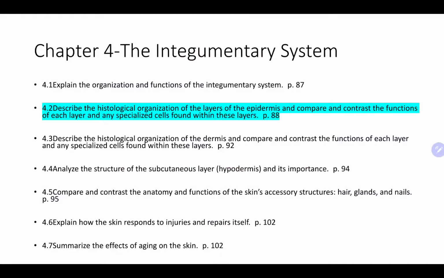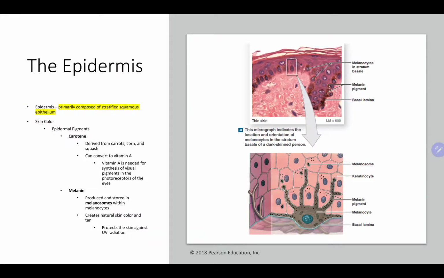That was all chapter 3. Chapter 4, some key things I want you to remember is the epidermis, right? Remember the epidermis, 5 layers, of course, but it's going to be primarily composed of stratified squamous epithelium, right? Stratified squamous epithelium. Excuse me.